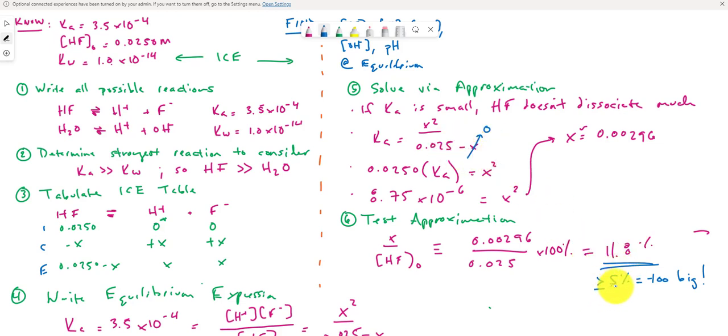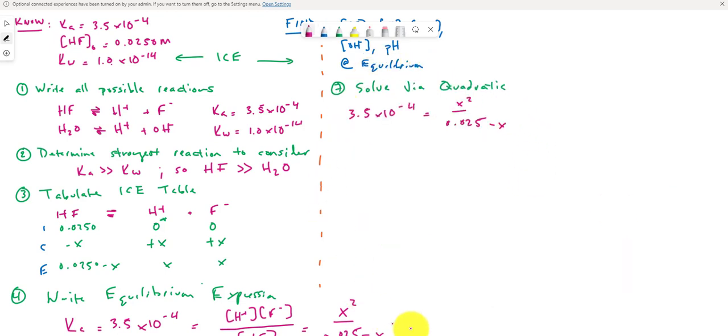And since this is considerably bigger than 5%, and in some cases 5% is intolerable as well, in some classes and in some circumstances 1% or 0.1% is the only tolerable error. But in this class, 5% is going to be our approximation standard. This is too big, which means that this whole process could have been a nice shortcut, but it wasn't in this case, which means we need to go back to the quadratic equation.